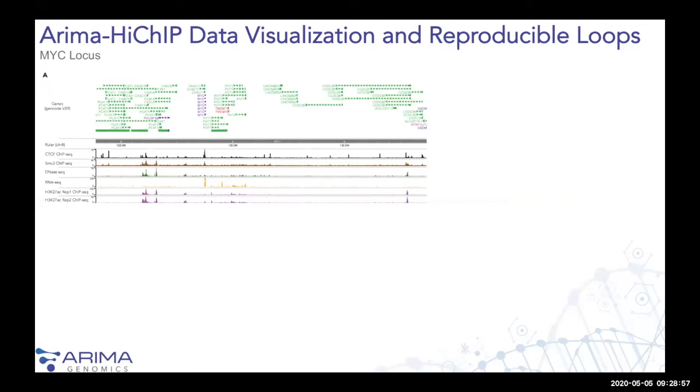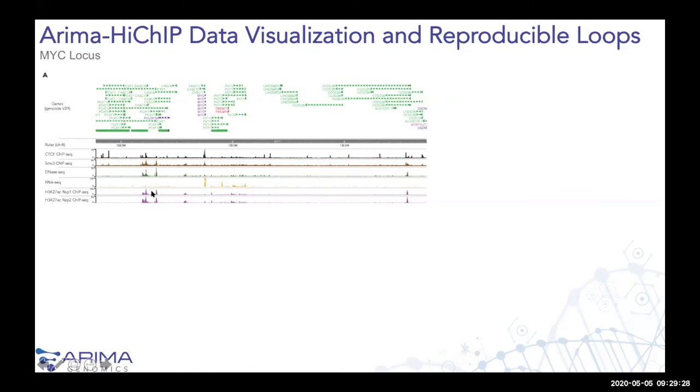When we talk about visualizing the Arima HiChIP data, this is a WashU epigenome browser track around the MYC locus here. So we have our CTCF ChIP-seq data, cohesin ChIP-seq data, et cetera. What I wanted to draw your attention to here, when it comes to the performance of Arima HiChIP, is that the bottom two tracks are essentially two replicates of ChIP-seq data for H3K27 acetylation downloaded from ENCODE.